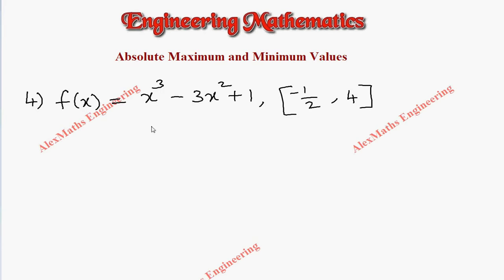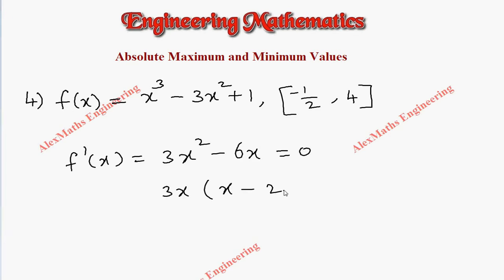Question number 4. F of x is equal to x cube minus 3x square plus 1. F dash of x gives 3x square minus 6x. As per the procedure, you have to equate to 0. Now 3x is common, so x minus 2 equal to 0. Separately equating to 0, we get two critical values. One is x equal to 0 and other is 2.